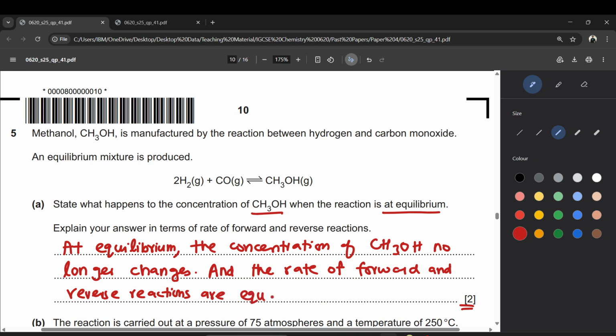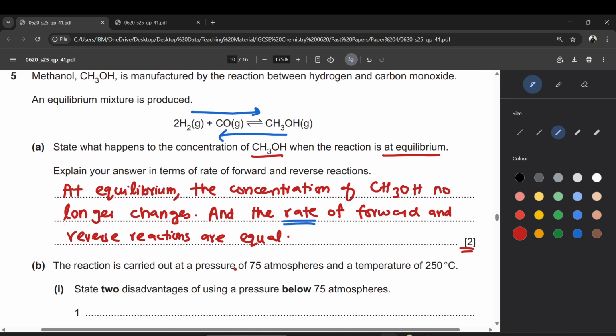are equal. Okay, now this word is very important. If you forget this word or you miss this word out, you're going to lose this mark, because the rate of forward and reverse reaction is not the same thing as that the forward and reverse reaction are equal, because they're not. The forward reaction is in this direction, reverse reaction is in this direction. So they're not the same. But how quickly they take place, the rate at which these two reactions take place, that is the same. So this one word makes a very big difference.